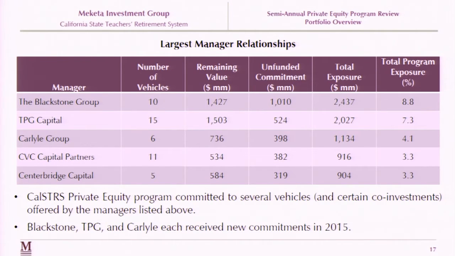Here you have the largest exposures by manager, with the Blackstone Group representing roughly 9% of total exposure, and TPG Capital representing a little over 7%. This is not something that we find concerning. We consider it to be a reasonable set of exposures, given the fact that those two groups are among the largest private equity practitioners in the world.